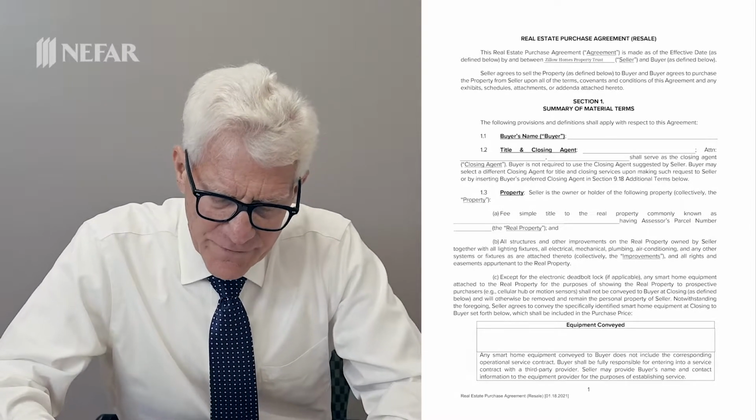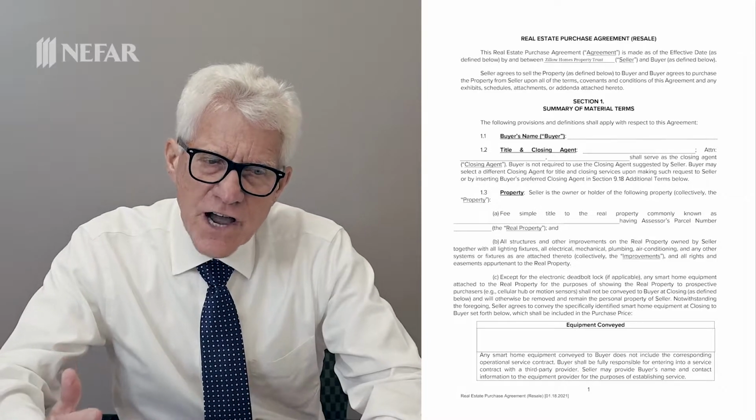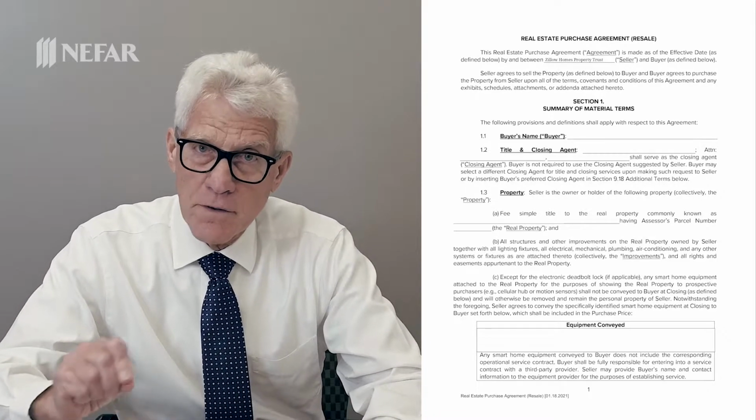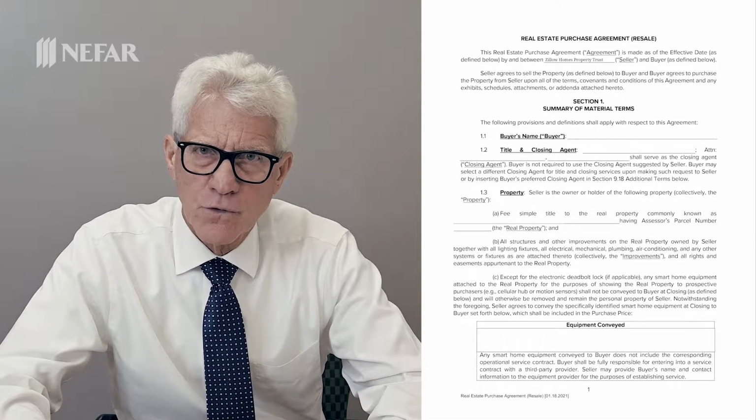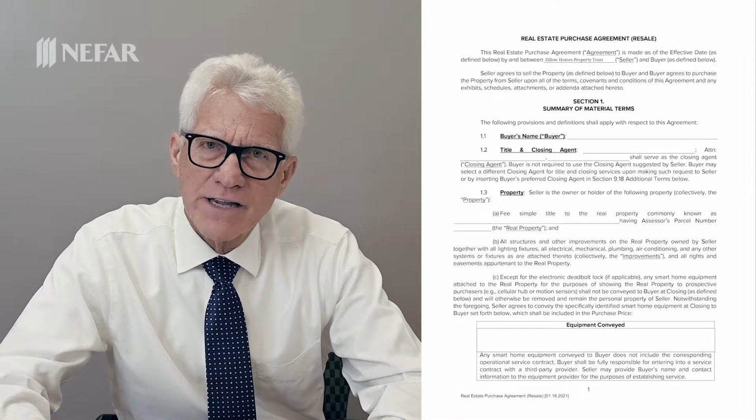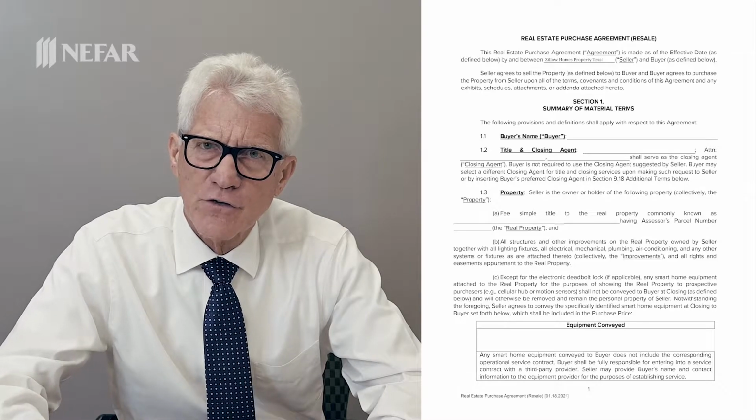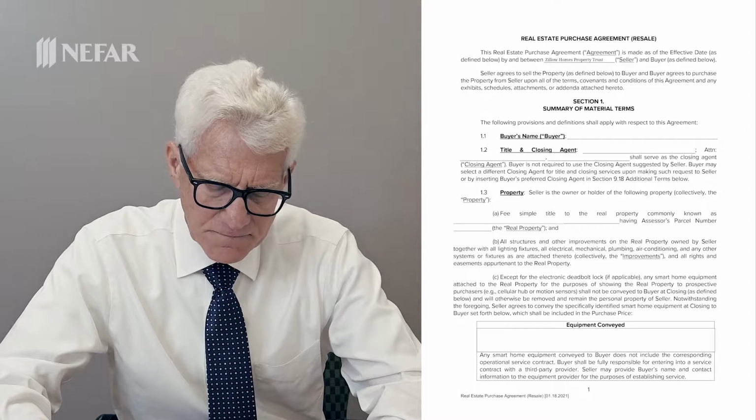So the first paragraph is the buyer's name. One of the things it doesn't state is show the marital status. You and I know that it's important that you show it because the Florida Constitution says a buyer can't put a mortgage on the property without their spouse joining. So if they're married or unmarried, you should state that.